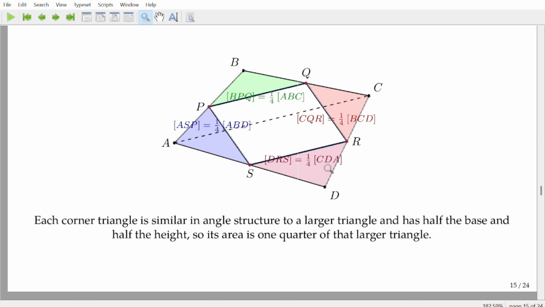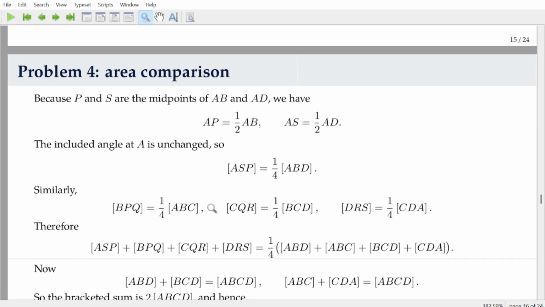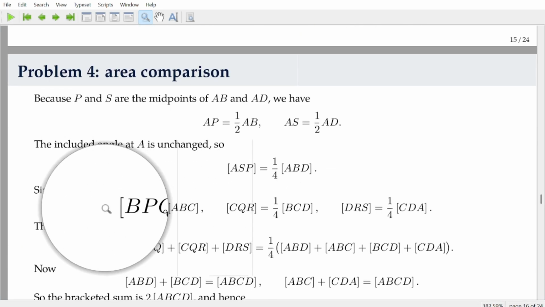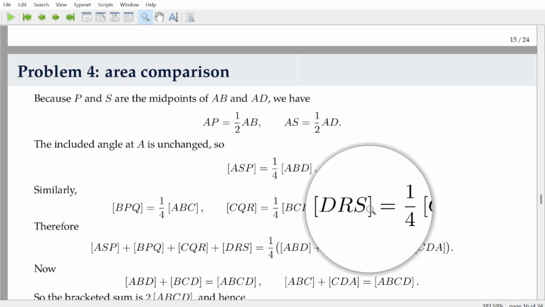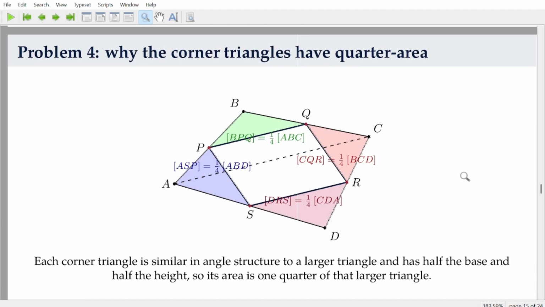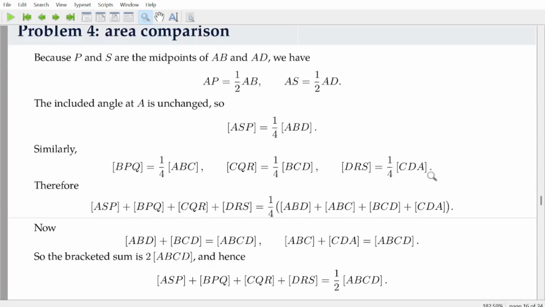And you can repeat this for each of the 4 shaded triangles in the diagram to get these relationships here. So triangle BPQ, the area of that triangle is a quarter of the area of triangle ABC. And then these other relationships here are true as well. You can just have a look at the diagram there. Pause the video if you want to see that for yourself. But ultimately, if you understood the first 2 examples, the other 2 are exactly the same.